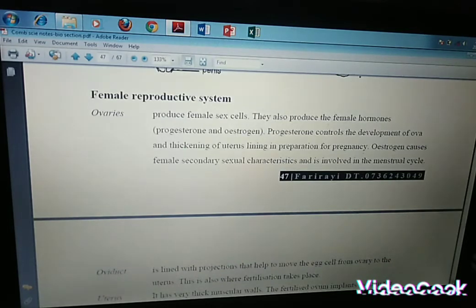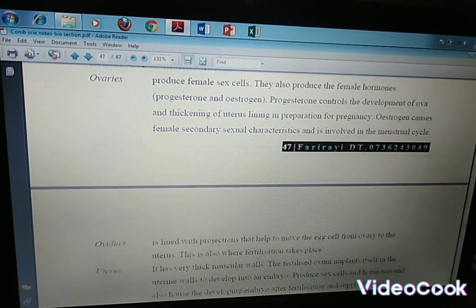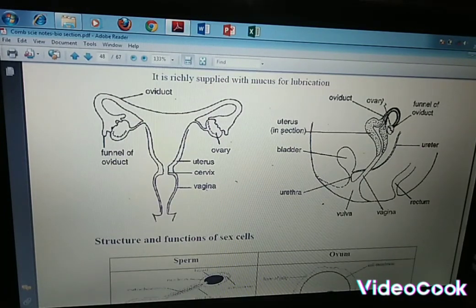So with that being said, in our next video, we are going to be looking at the female reproductive system, how it looks like, the side and the front view, and the functions of all the parts there.